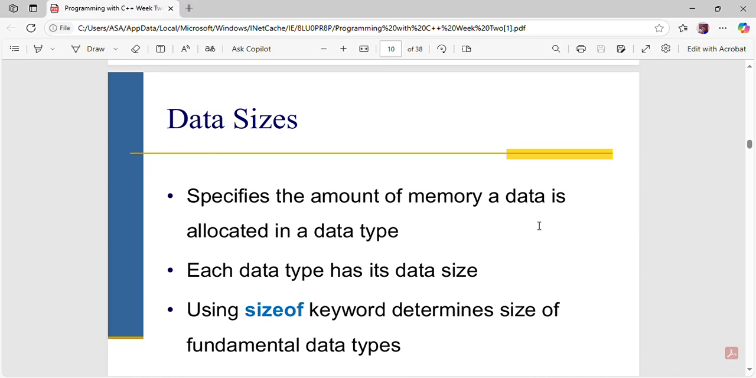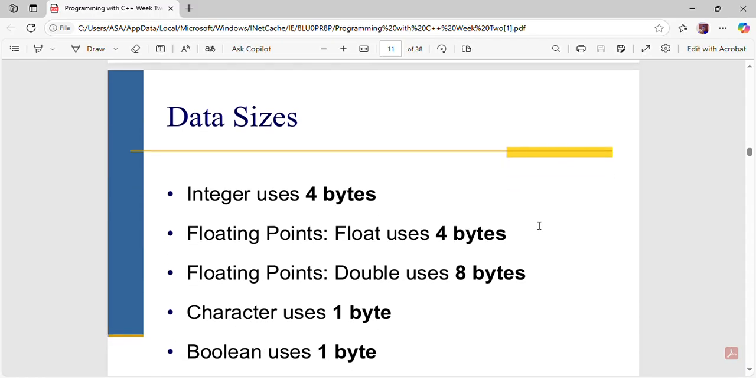Let's look at data sizes. The data sizes specify the amount of memory a data is allocated in a data type. Let me say it once again. The data sizes specify the amount of memory a data is allocated in a data type. Each data type has its data size. Using the sizeof keyword determines the size of the fundamental data types.